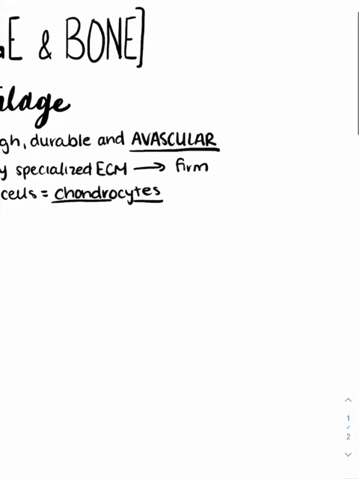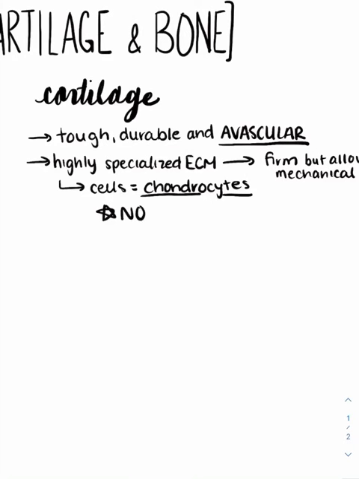Realize that in our other connective tissue we talked about all of those different types of permanent and wandering cells, right? But with this one, we're just going to have one type of cell. The only type of cell that we're going to find is our chondrocytes themselves.